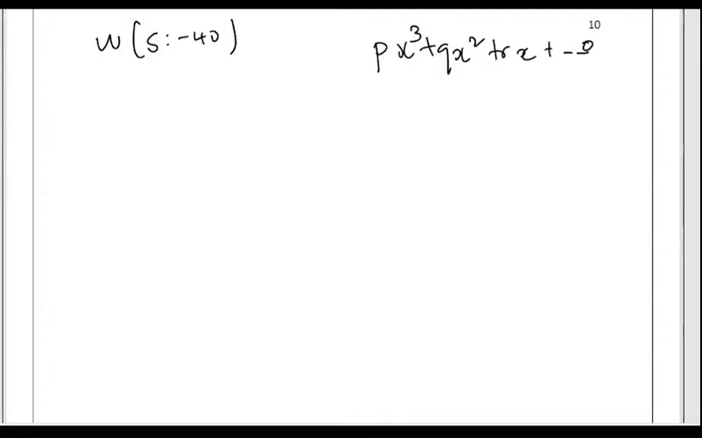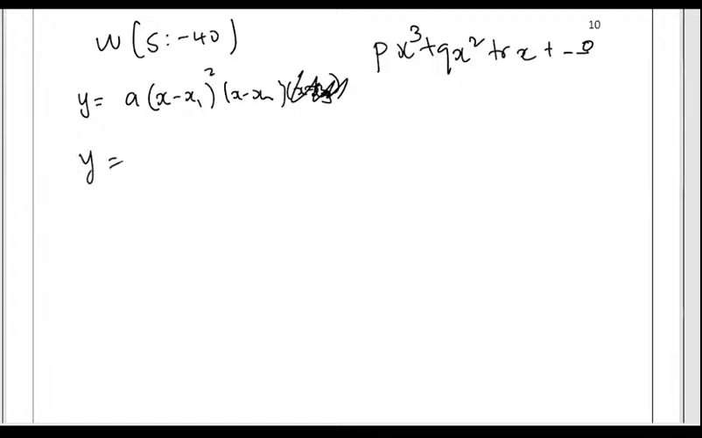So for me, I'll just say y is equal to a into x minus x1, x minus x2, and then x minus x3, since I have the intercepts. But now, since one point is an intercept and it's also a turning point, I need to square that point. So I'll have y is equal to a x minus 3 squared. Then I'm going to multiply this by x minus 0, which is just x.